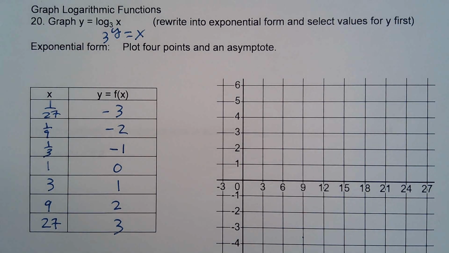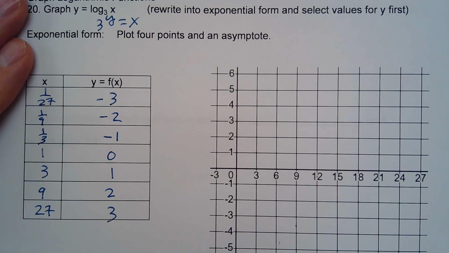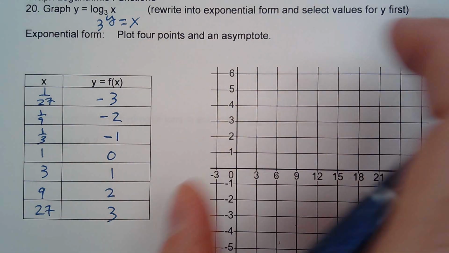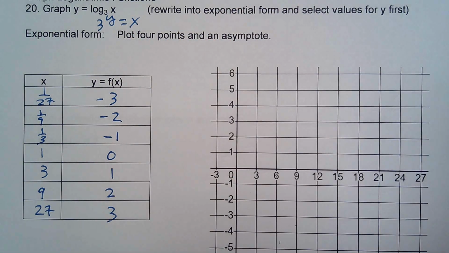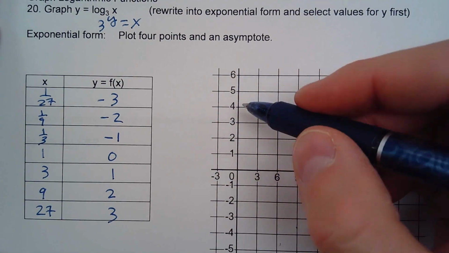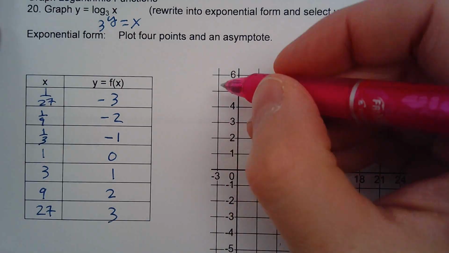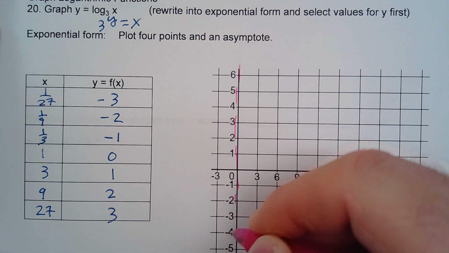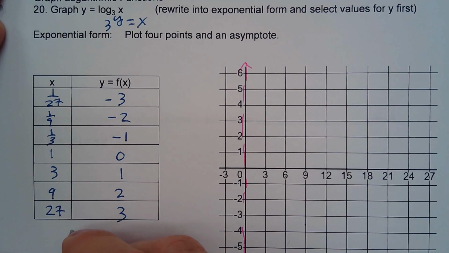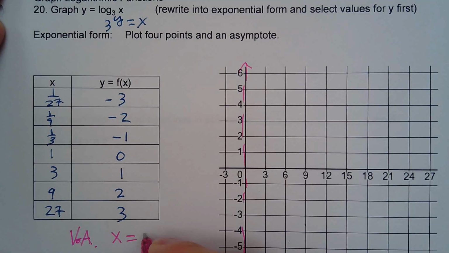Now, when you're doing this in ALEKS, you're going to have to plot several points. So we do a plot-a-point figure, and sometimes it might ask you to plot 3 or 4 points, and also an asymptote. Remember, this has an asymptote of x equals 0. So I'm just going to label that down here, vertical asymptote, x equals 0.